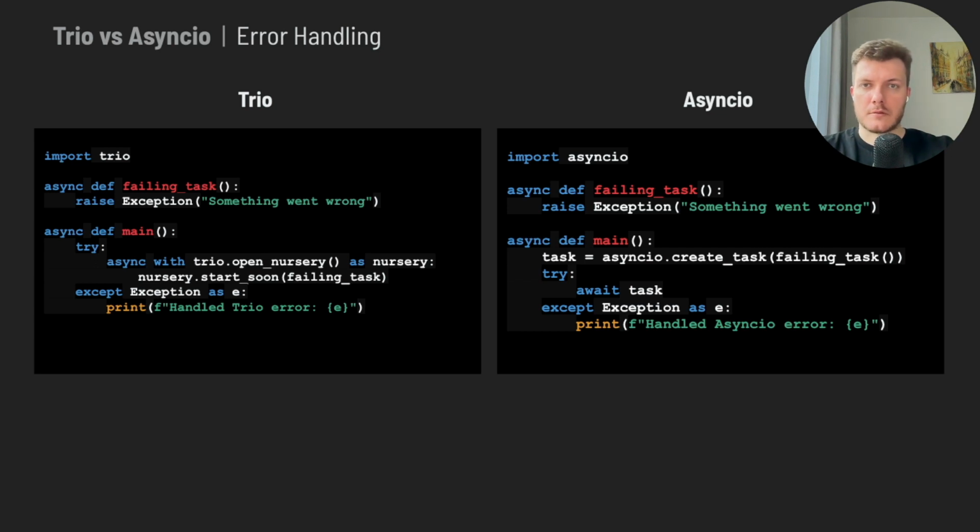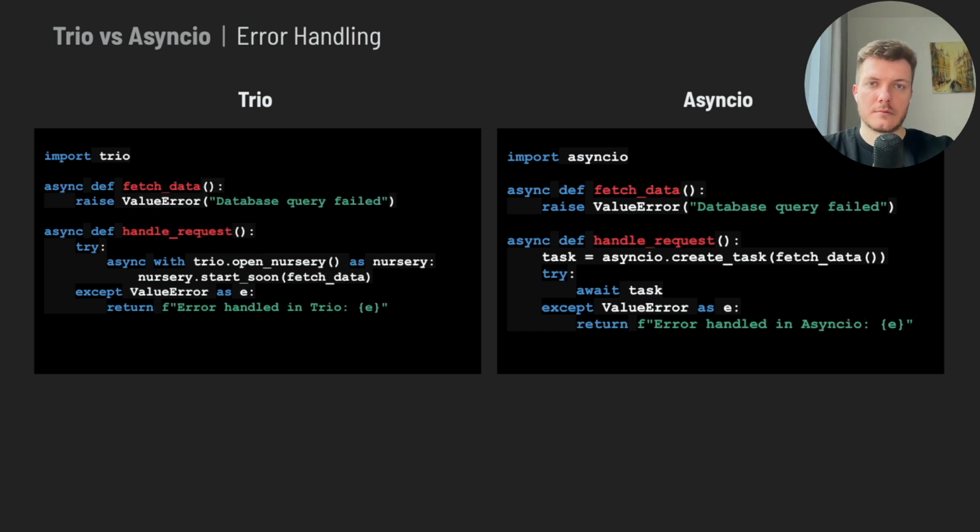Asyncio tasks must be explicitly awaited and handled for errors. It can lead to uncaught exceptions if not managed properly. The clearer propagation of errors in the Trio model helps in maintaining a predictable flow and simplifies debugging. In contrast, Asyncio requires more careful orchestration to ensure errors are handled.